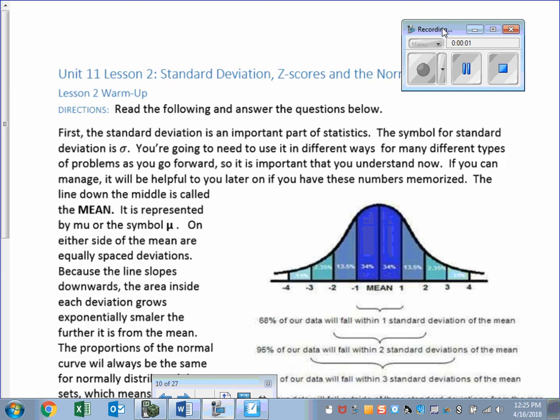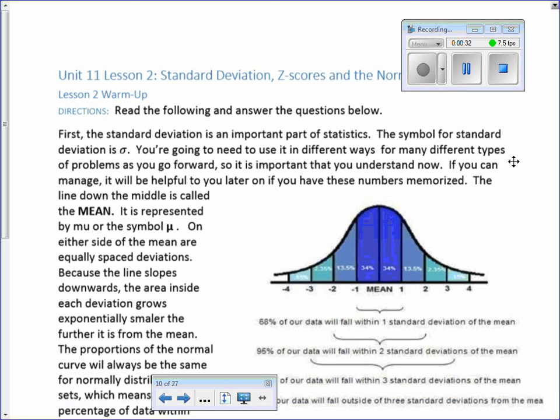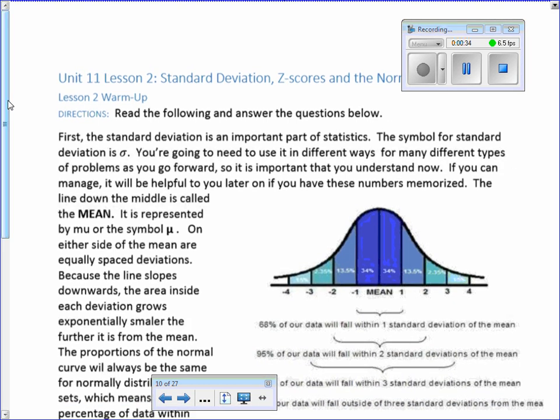So this is lesson 2 of Unit 11. It's based on finding the standard deviation, z-scores, and labeling and using the normal curve to make sense of statistics. So the first thing you need to do is to warm up. You're going to read the following and answer the questions below. And I will read through it for you if you need me to. And then at the bottom, you should be answering these questions.